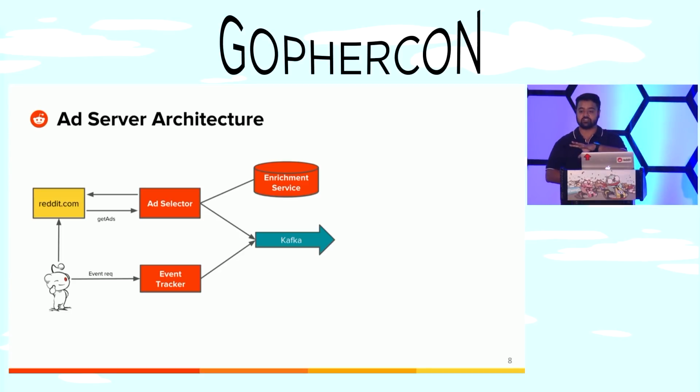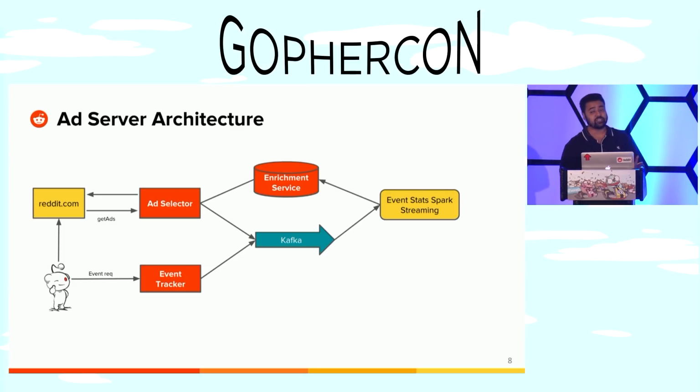There are a few other services running asynchronously that are helping these other services run in the right way. So one such loop is the event stats Spark streaming job. This job is always running, pulling data off of Kafka, joining things, and updating the enrichment service. So this is like writing to the enrichment service and giving it more information to get better about each decision. This is essentially a way for us to learn from our experience and keep getting better.